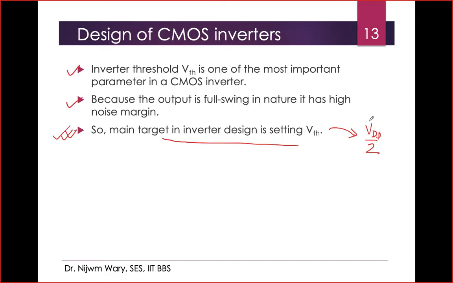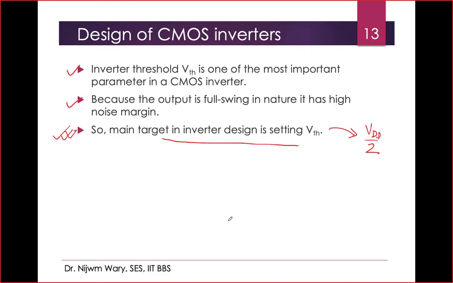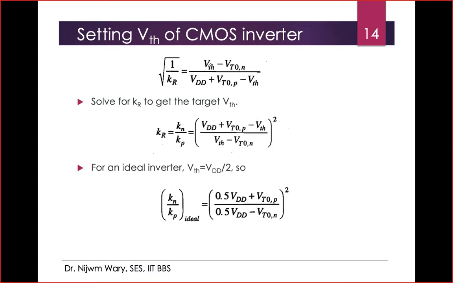So if you go back to this equation and rearrange it a little bit, I will again get this kind of expression. Basically, what we are trying to do is set proper values such that I get this VTH as VDD by 2. We'll see how to set these parameters of the CMOS inverter such that my VTH is VDD by 2 or close to VDD by 2. It may not be exactly VDD by 2, but it's very close.